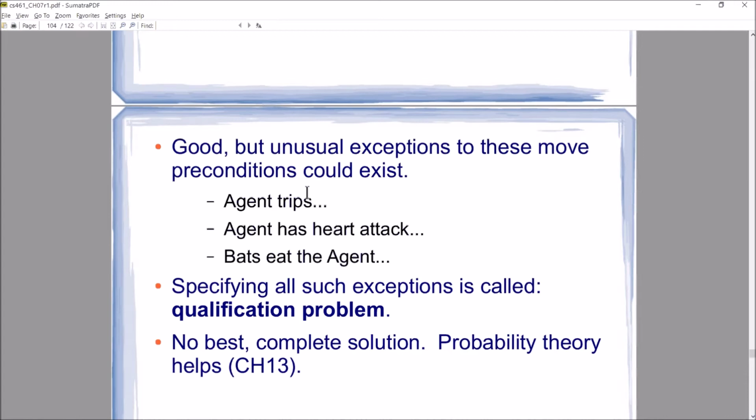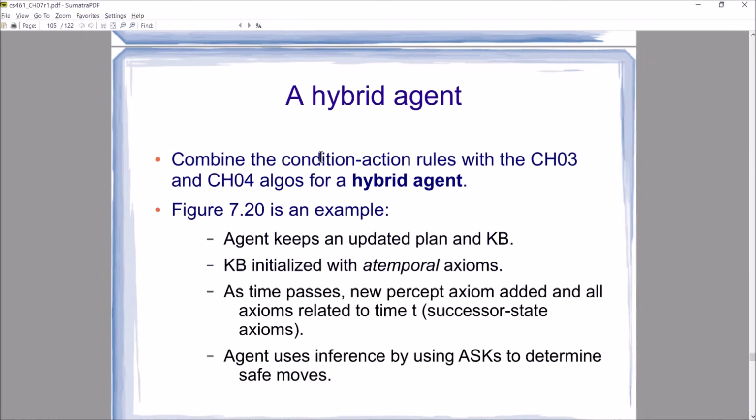Now, chapter 13 goes into probability theory, which can help, which if we have time left in the semester, we're going to get to. But this is a problem that developers of intelligent logic-based agents or rational logic-based agents have to deal with, right? It's always this trade-off of resources versus what you're trying to do. Building a hybrid agent tries to combine the best of the search algorithms from chapter 4 and chapter 3 with these rules, these condition action rules, this knowledge base, this idea of logic, to get the best overall performance.